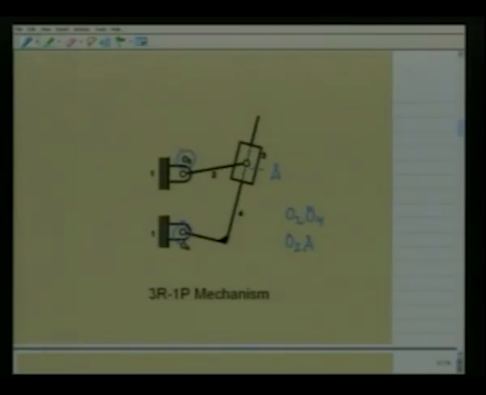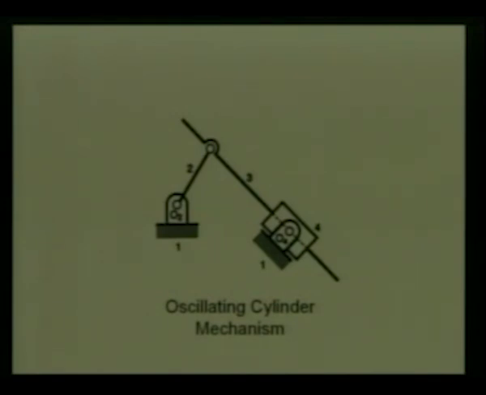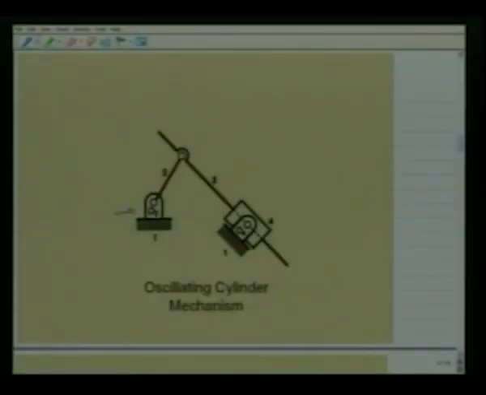Such a mechanism with this offset E equal to 0 is used in a quick return mechanism that is used in a shaper. We consider again yet another kinematic inversion of the same 3R1P chain. Here we have 3 revolute pairs, namely at O2 and A and O4.